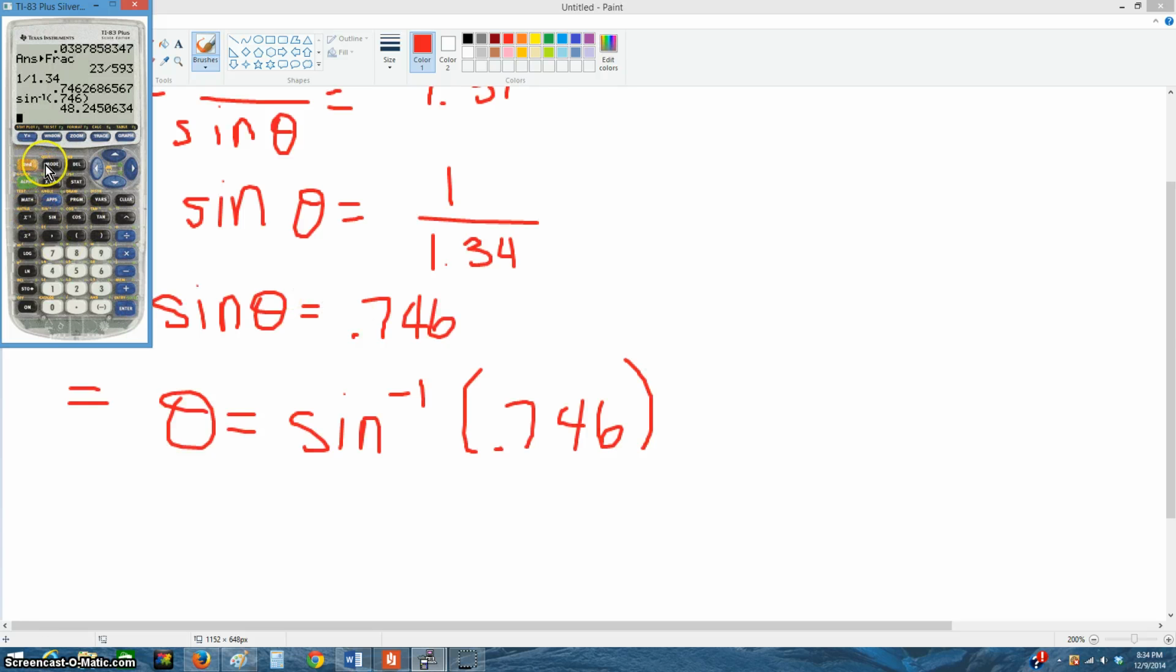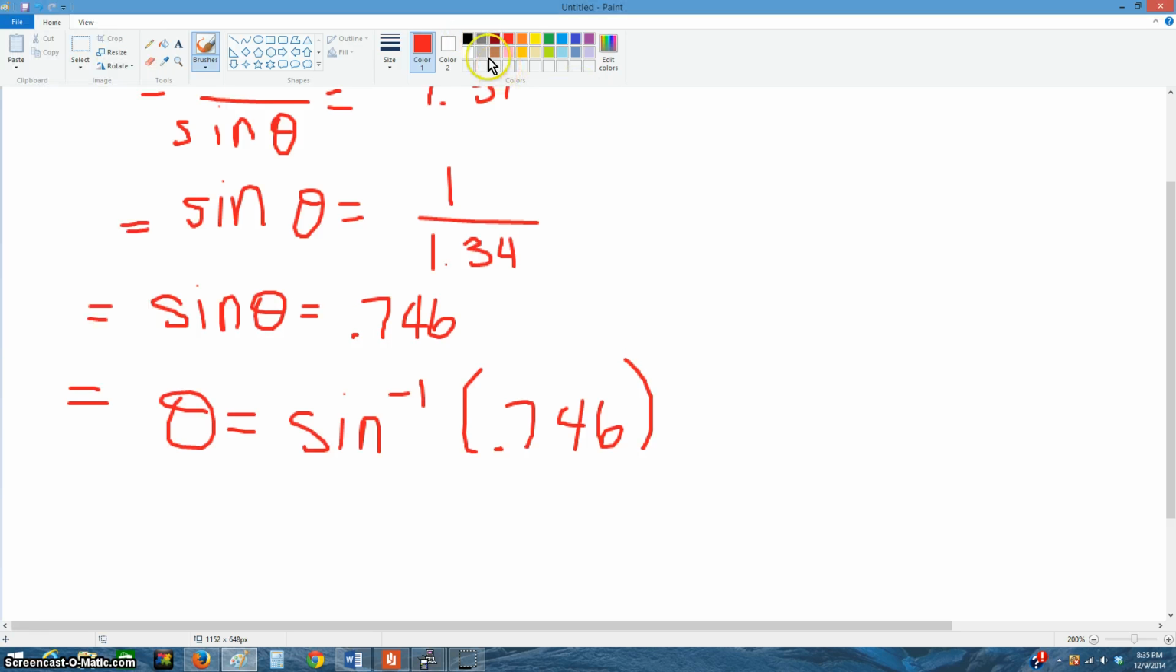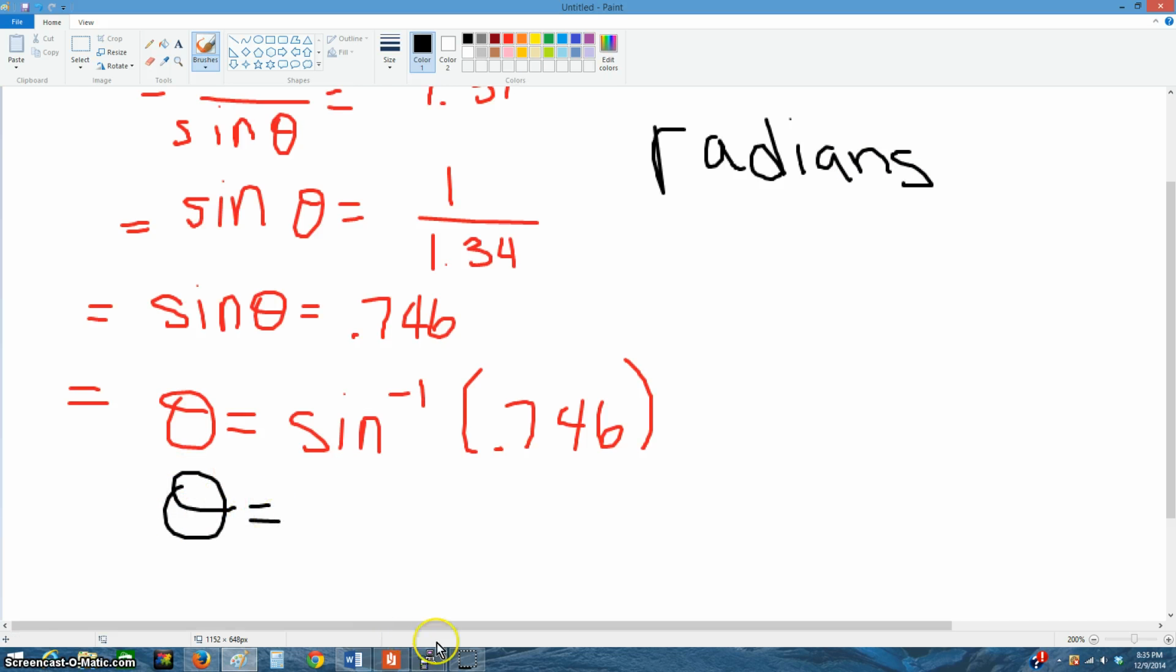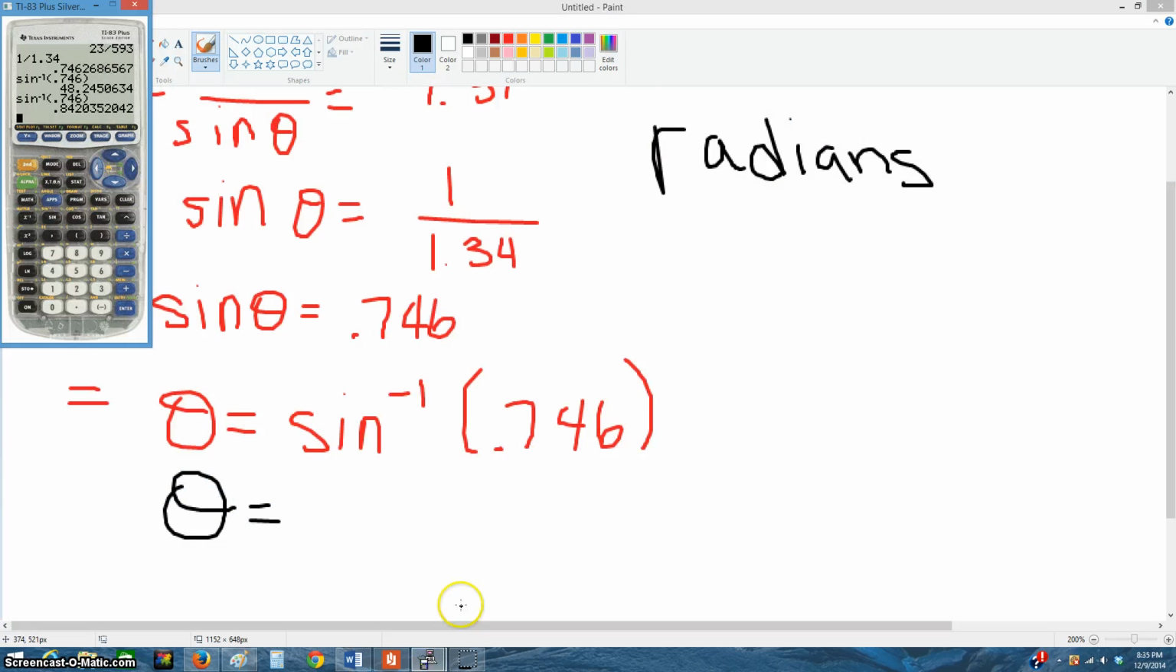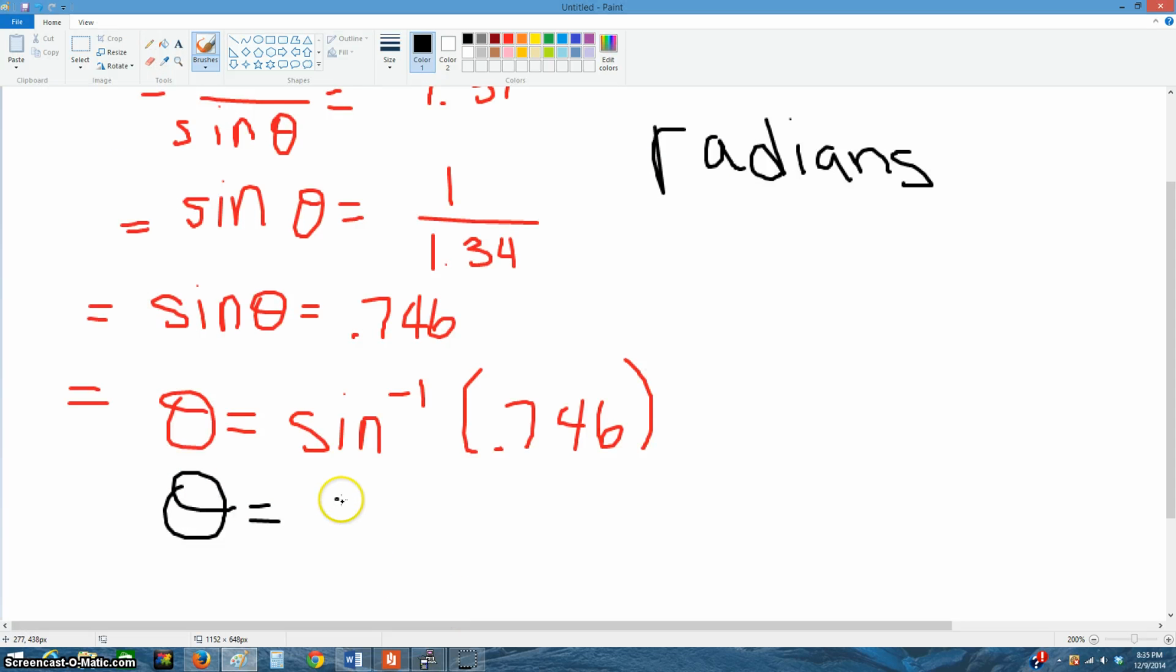I'm pretty sure our answer choices will be in radians now that I'm looking at my answer. So let's go ahead and say that yes, we are going to be in radians for this one. So make a note. When we put our calculator in radians and take the inverse sine, we get our first theta to be 0.842 radians.